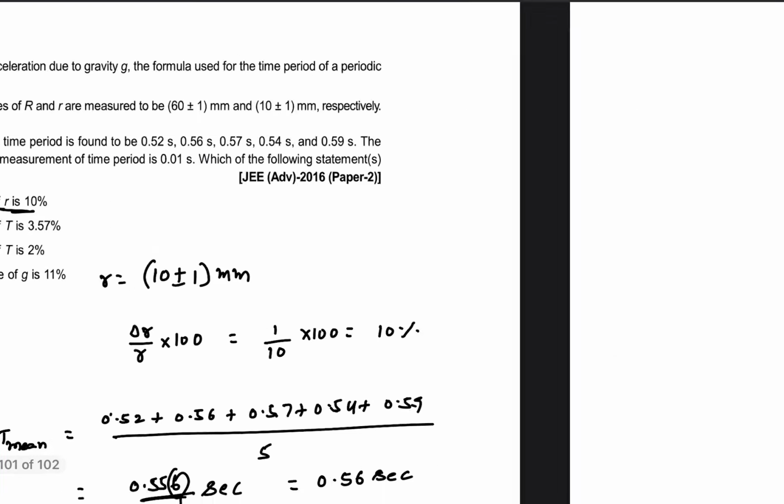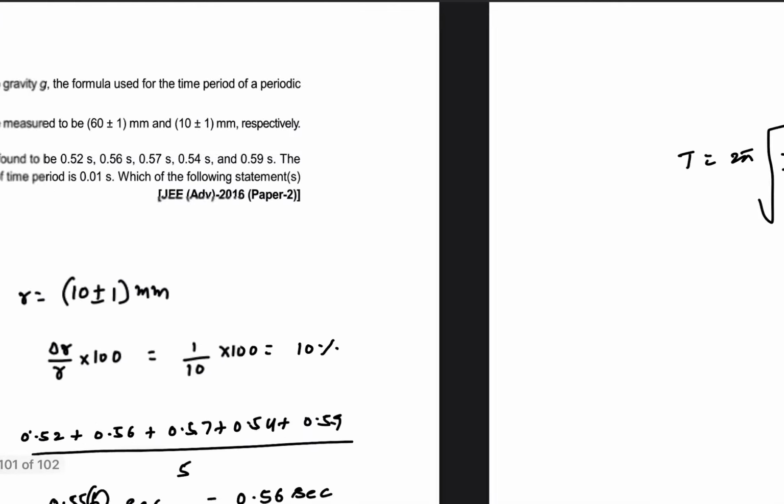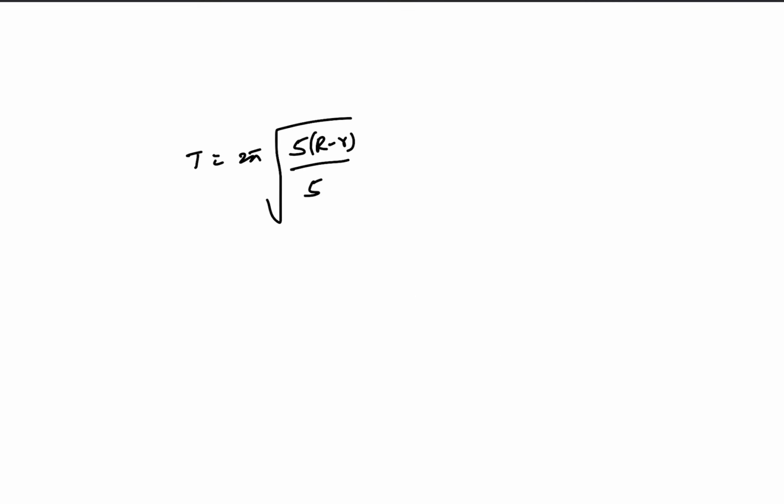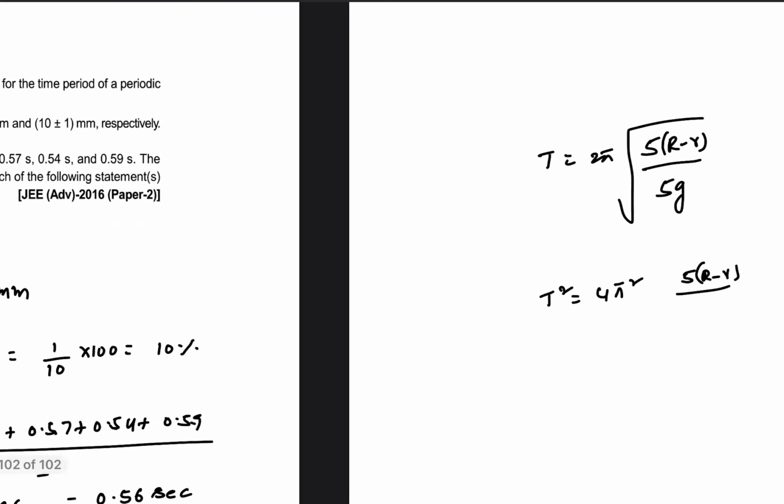Substitute all values. Delta L by L into 100 is there. Oh, sorry, one minute wait. I wrote the G value, it is not this now. We have to follow as per the question. T is equal to 2 pi root over 5 into (R minus r) whole divided by 5G.